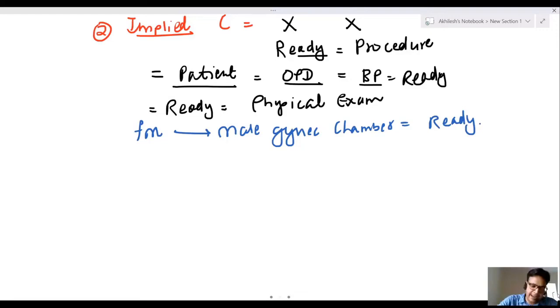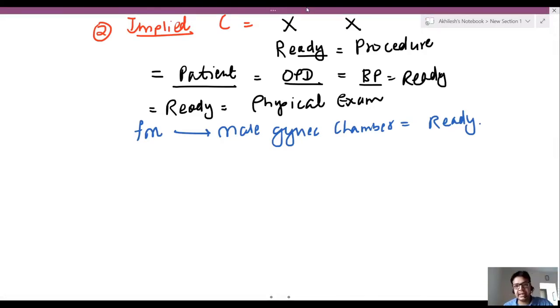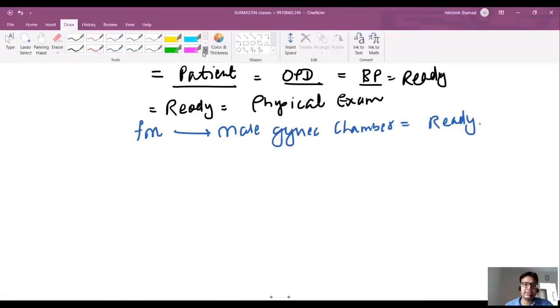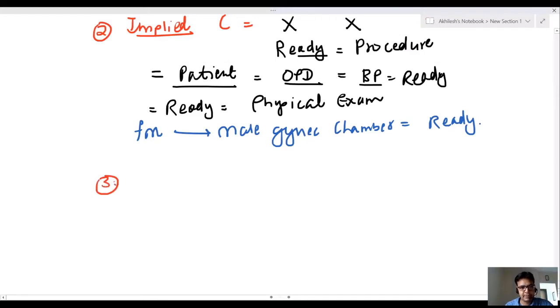Expressed consent would be saying or writing, "Yes, sir, I am ready." But without saying anything, without writing anything, if you are ready for something, that is implied consent. So number two, consent is implied.